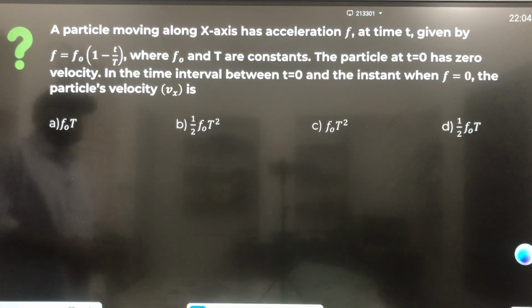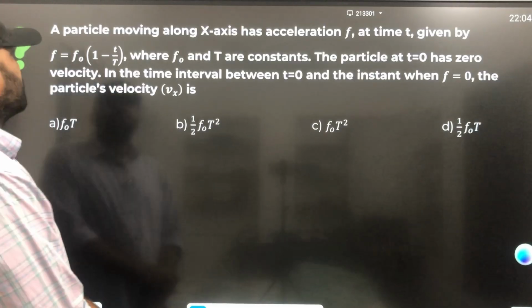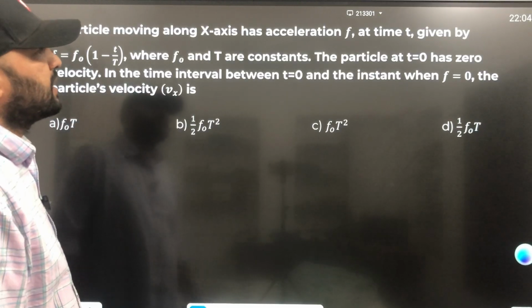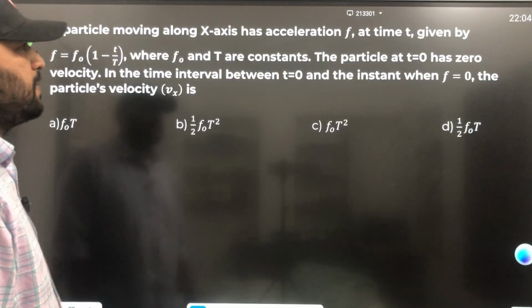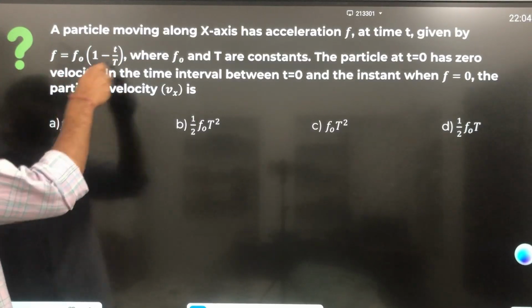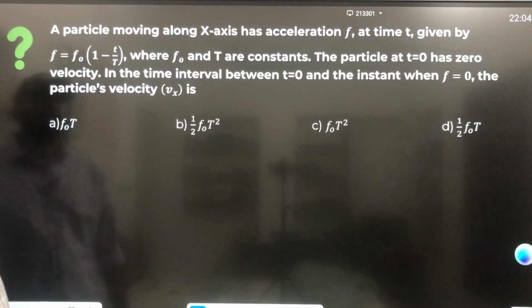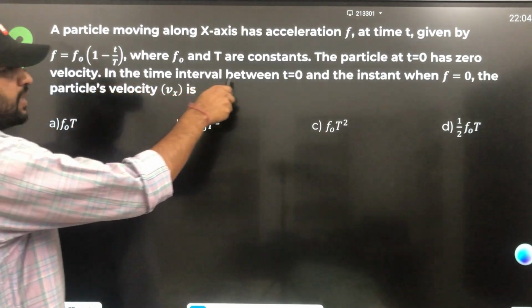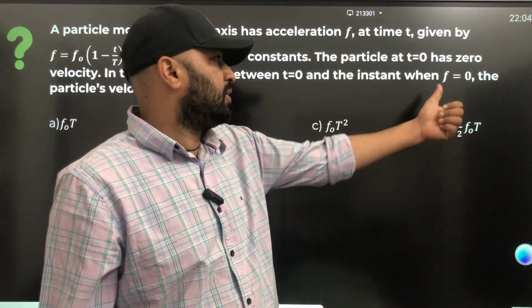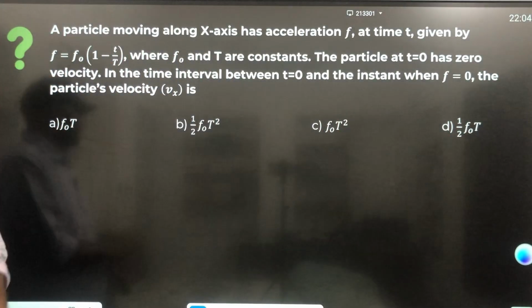Great. Let's see our next question. Our next question says a particle moving along x-axis has an acceleration f at time t given by f equals this, where f naught and T are constants. The particle at t equal to 0 has 0 velocity. In the time interval t equal to 0 and the instant when f equal to 0, we have to figure out the particle's velocity.